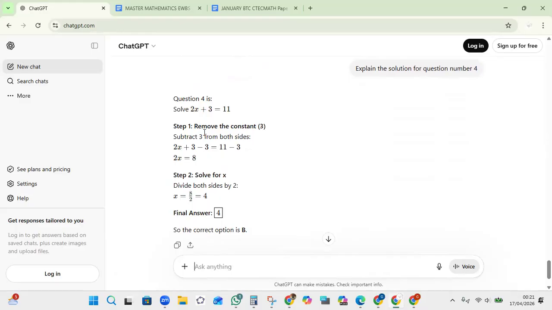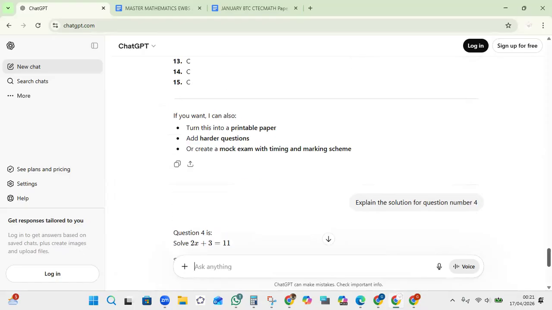So therefore, when you're solving and also when you're making the subject of the formula, you have to do the opposite operation. The opposite operation of plus is minus, and the opposite operation of multiply is divide. So that's why you subtract 3 on both sides and you divide by 2 on both sides. So you can use that to further your practice for module 1. You can ask for 30 questions, I suppose, and you can ask for harder questions.